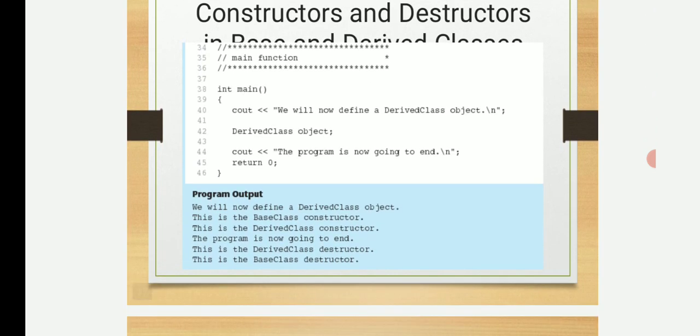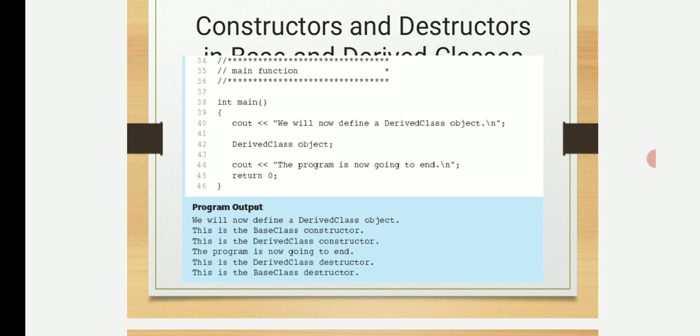So see the program output. We will now define a derived class object. This is the base class constructor, this is the derived class constructor. The program is now going to end. This is the derived class destructor and this is the base class destructor. So it will be called automatically, right?